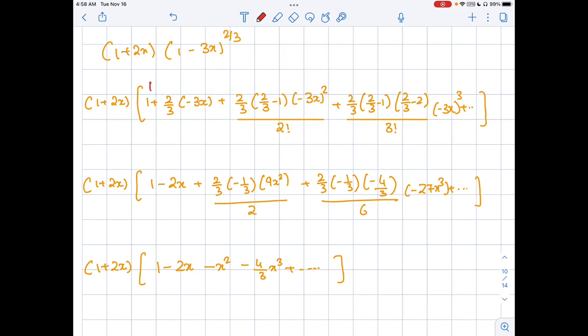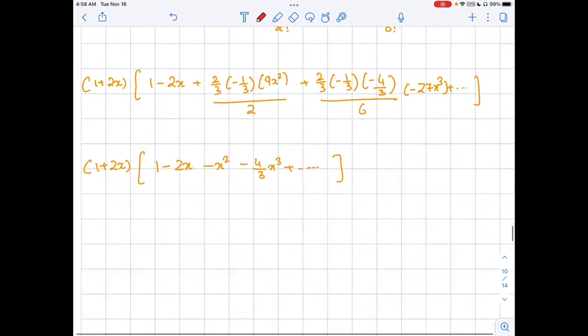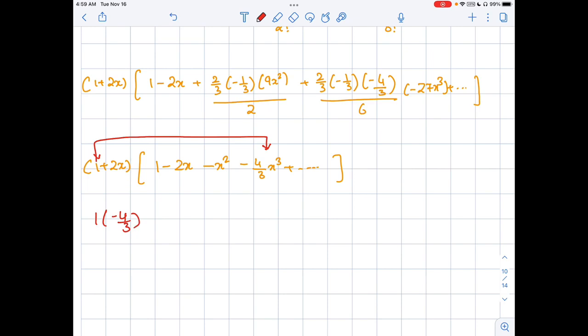What was the formula? 1 plus nx plus n times n minus 1 upon 2 factorial x square plus n times n minus 1 times n minus 2 by 3 factorial x cube, and so on. I've done that expansion and I then got this one, and he's asking us to find the coefficient of x cube. So when is that possible? When 1 is multiplied with the x cube term, or else 2x is multiplied with the x square term.